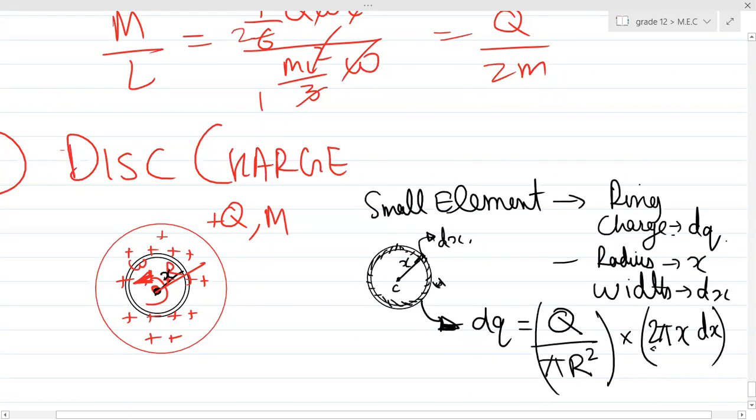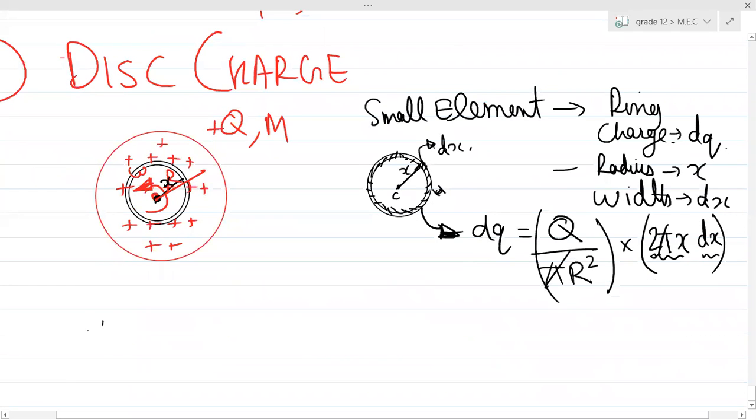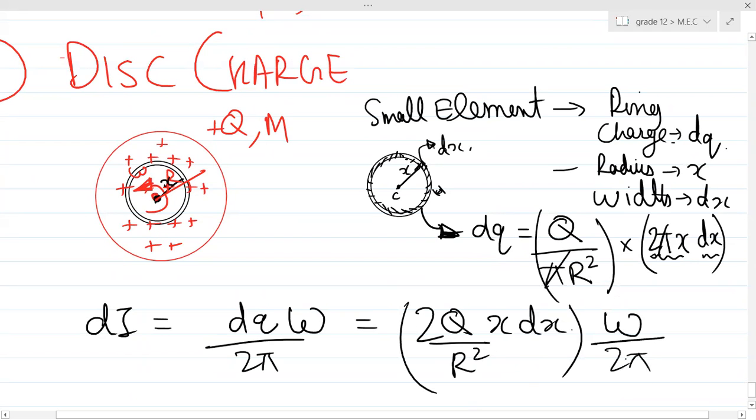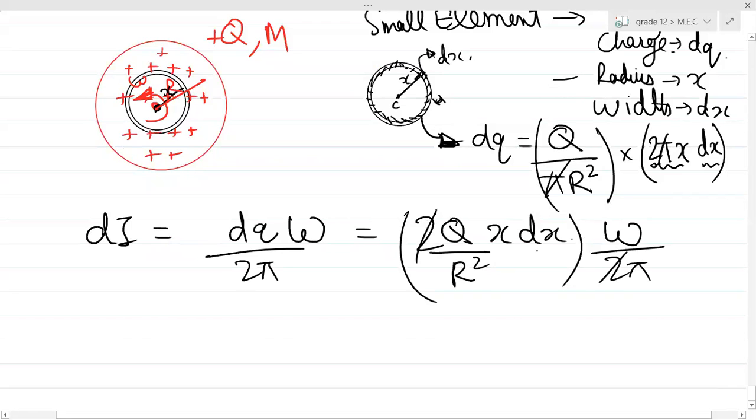So that's why the length of this thing is multiplied by the width. Pi gets cancelled, and this is the d. So now what is the current? The current will be dq divided by 2 pi to omega. So this will be q by r square, twice of x dx, into omega by 2 pi. 2 and 2 will again get cancelled over here. So the di will be basically this much.